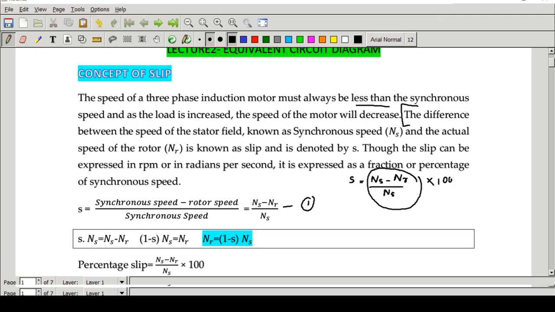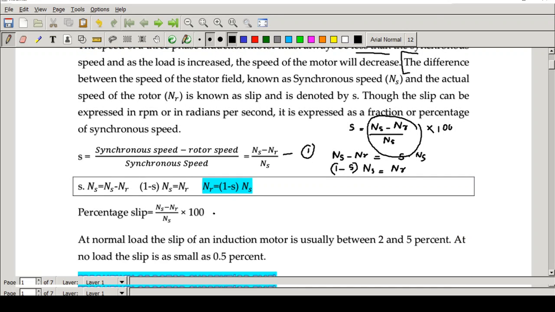When we find the relative speed, Ns minus Nr, what is it equal to? When you cross multiply from equation 1, it will be equal to s into Ns, right? Now we can bring all the Ns terms to the left-hand side, so s comes to this side: (1 minus s) into Ns, the synchronous speed, will be equal to Nr. So how can you find the actual speed of the motor? The rotor speed is (1 minus s) into Ns, where s is the slip and Ns is the synchronous speed. Usually we express slip as a percentage, so it is (Ns minus Nr) by Ns into 100. This is the expression for the slip.